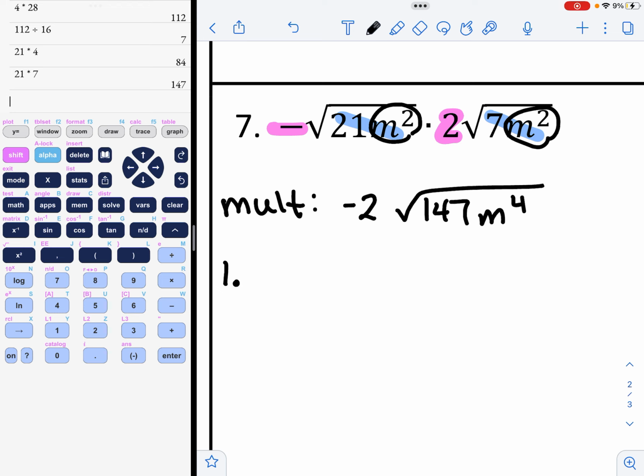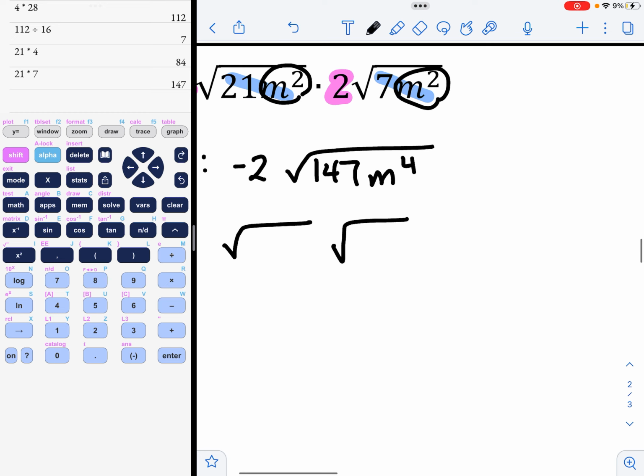Step 1, we bring down that outside 2, and we break up 147 into 2 square roots. And we write our m to the 4th separated out.